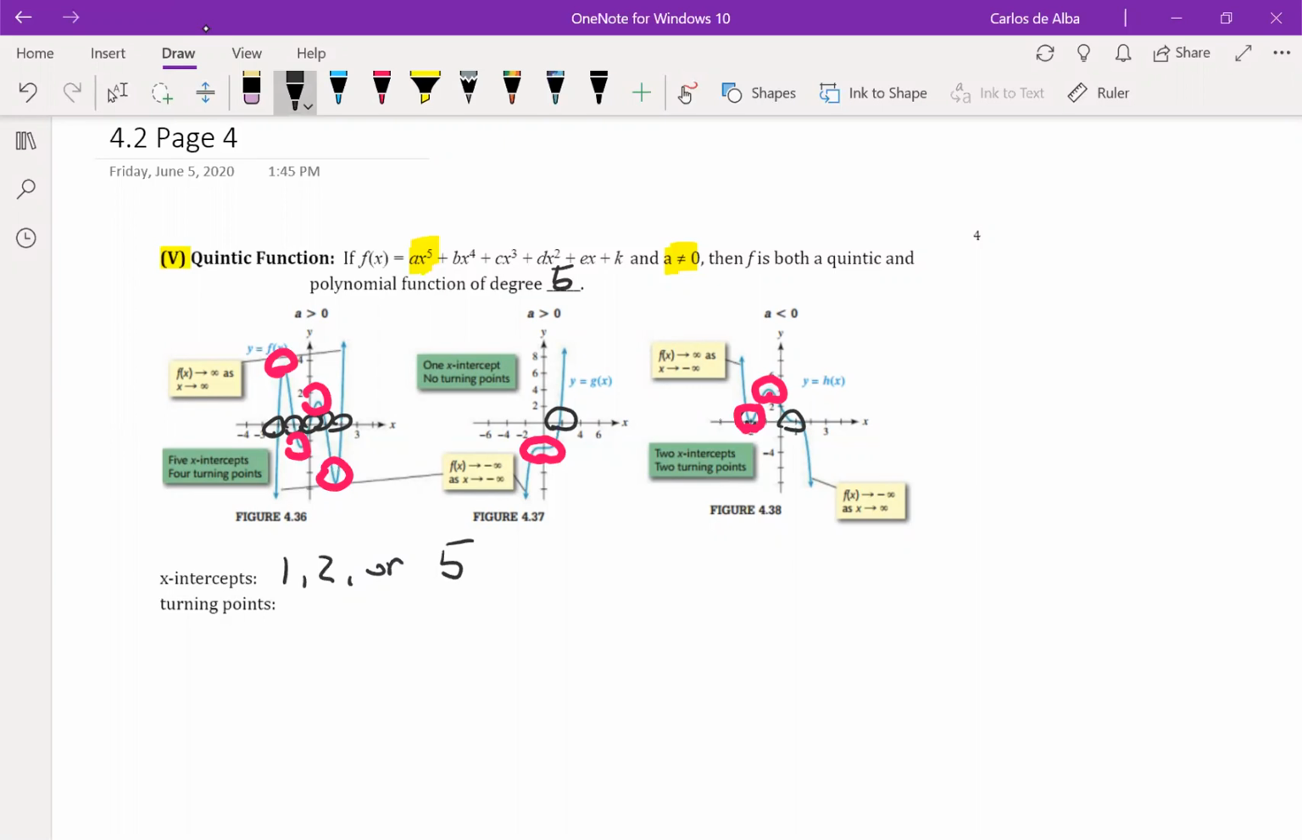And for turning points, we have 0, 2, or 4. Remember that this one right here wasn't a turning point. It was just a flat out. So I'll go ahead and delete that. And there's actually something to the reason why we only have even solutions for the turning points. That's something we'll go into a little bit later.